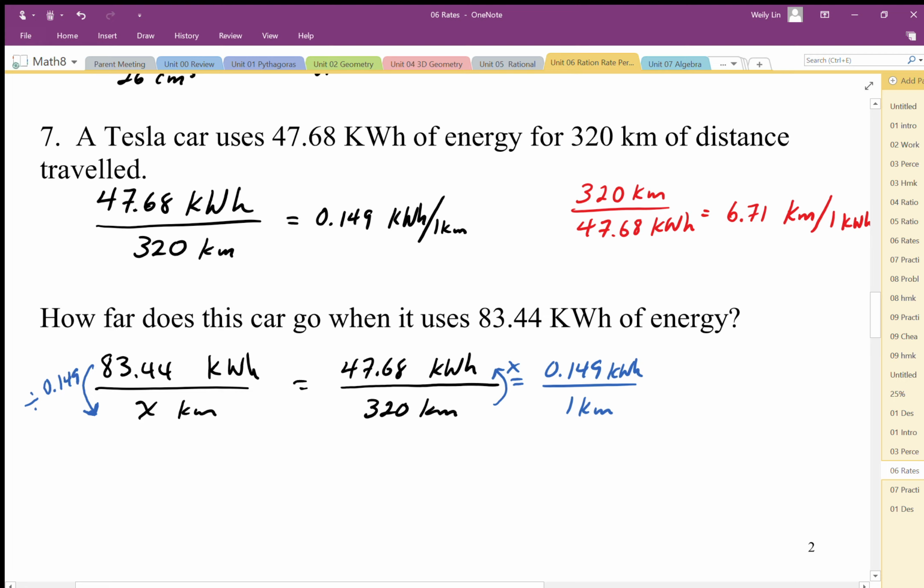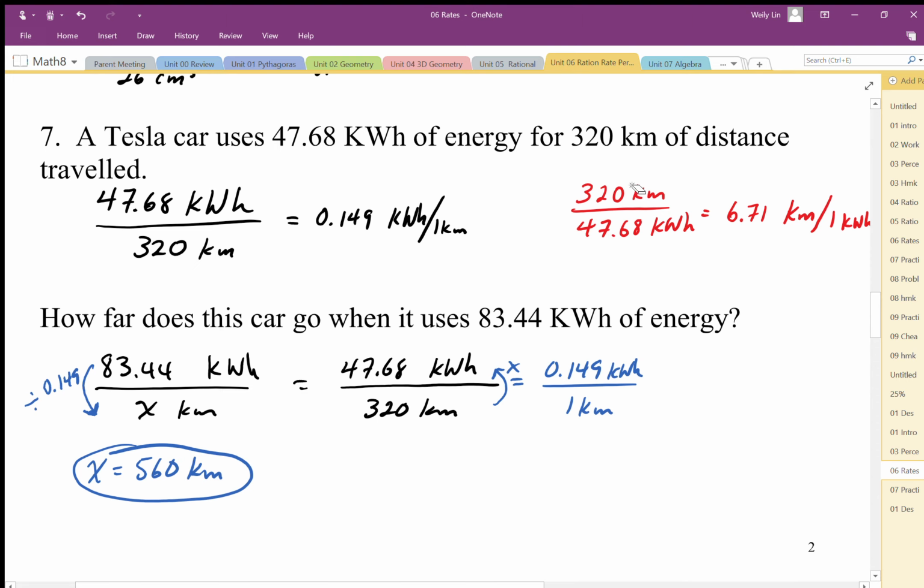Okay, so I'm going to find my multiplier here. So it's going to be 47.68 divided by 320. And I'm going to then do 83.44 kilowatt hours divided by 0.149. And that's going to end up giving me 560 kilometers of distance based on 83.44 kilowatt hours of energy.